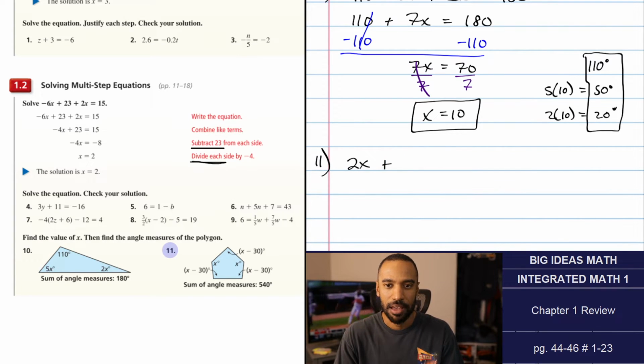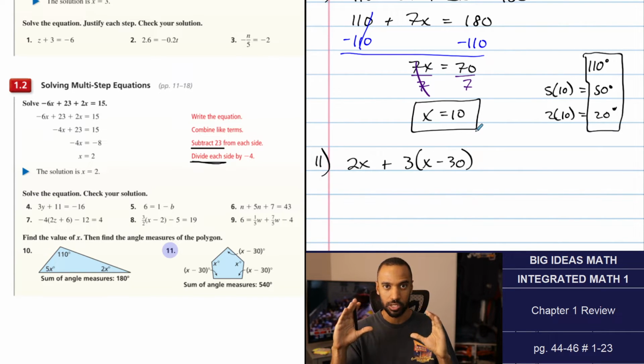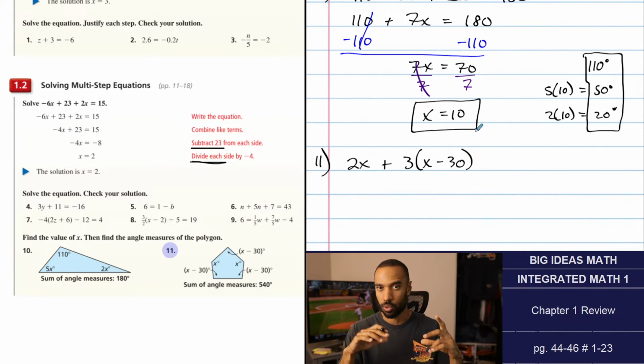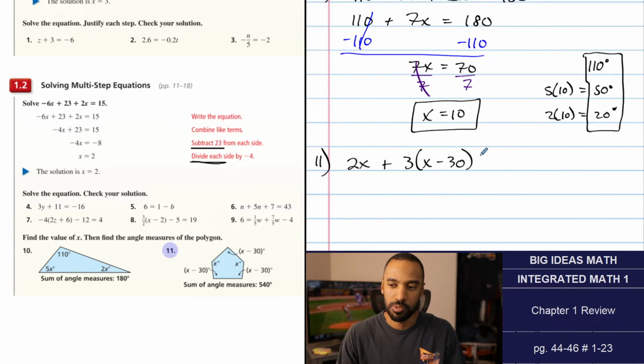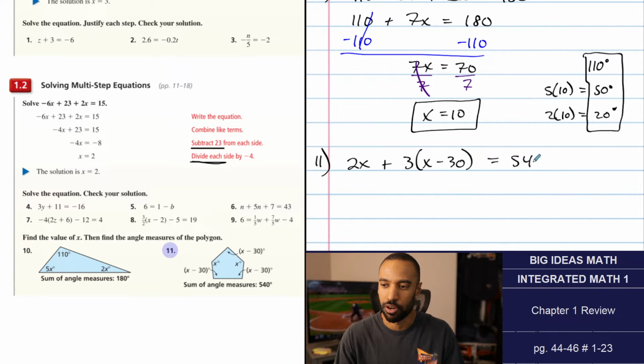Plus, and then I have 3 x minus 30s. 1, 2, and 3. I have 3 of those. Wrap it around parentheses. They already have it in parentheses, but they really have it to represent that it's a single quantity. And that's the thing. We've got to triple the quantity. So 2x plus 3 times x minus 30, and this all equals 540.